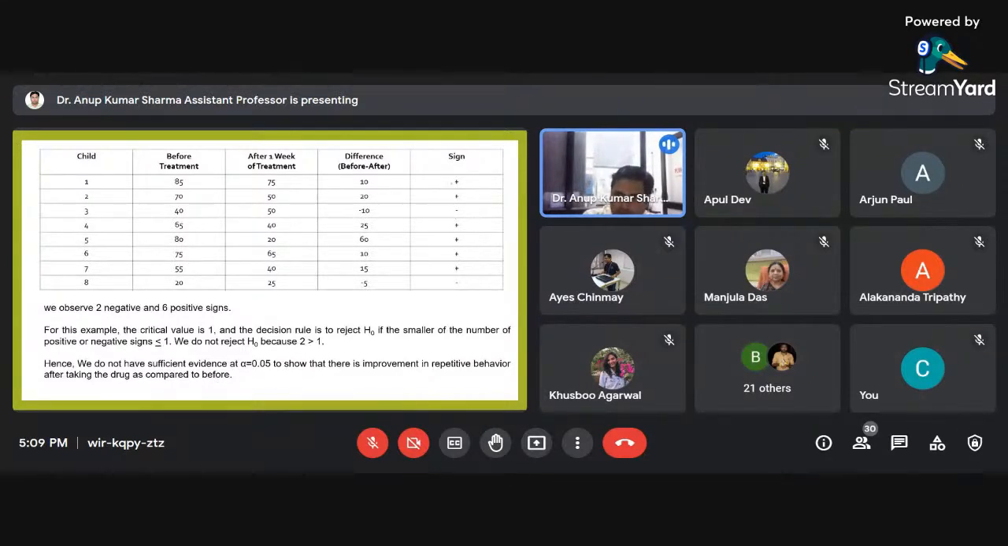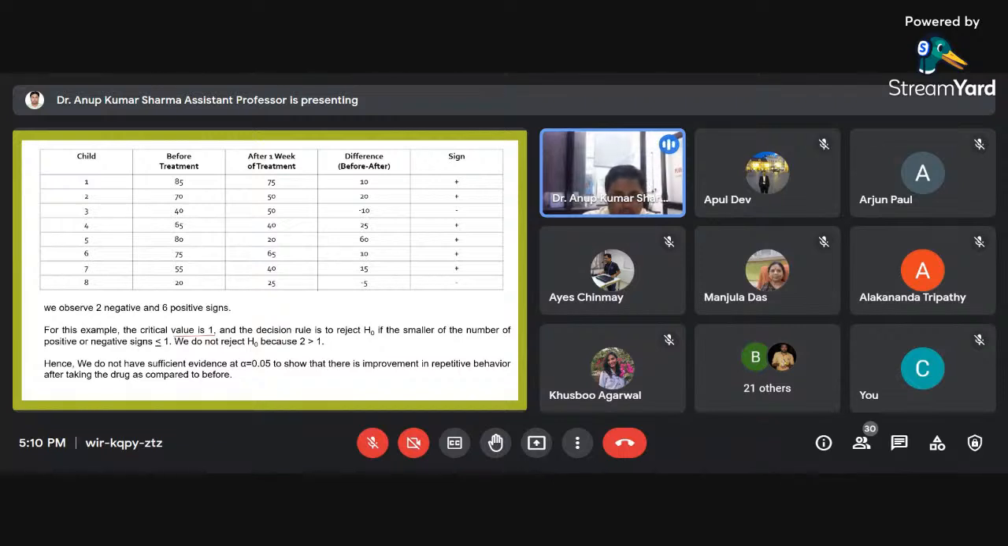Here we have taken plus, plus, minus, plus, plus, minus. We observe 2 negative and 6 positive signs. And for the critical value in the sign test, there is a table you can use to look it up.